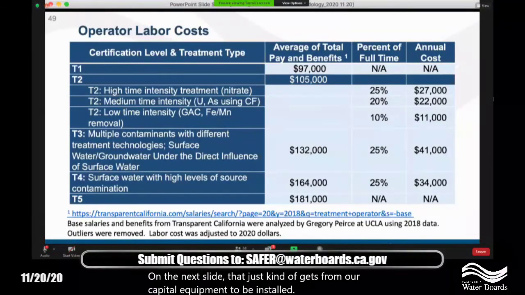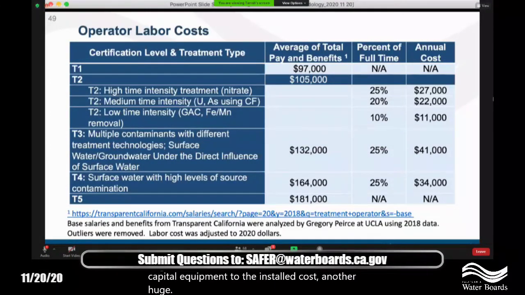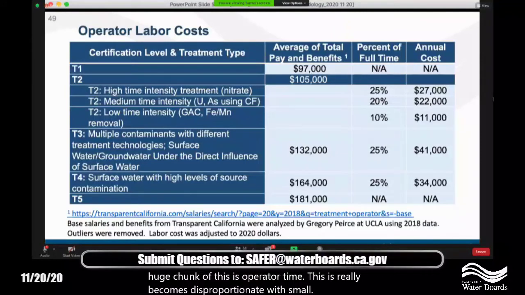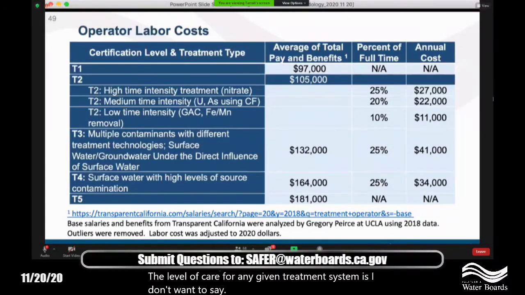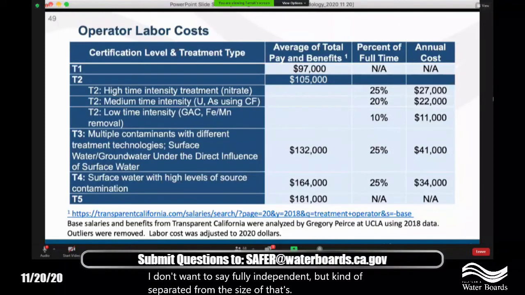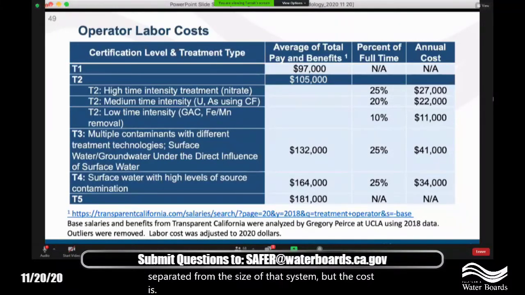Another huge chunk of this is operator time. This really becomes disproportionate with small systems, as the level of care for any given treatment system is, I don't want to say fully independent, but kind of separated from the size of that system. But the cost is the same. So for smaller systems, you look at these annual costs here, 20-something thousand dollars a year. If you put that over a rate base of 100 people, it's a big hit.